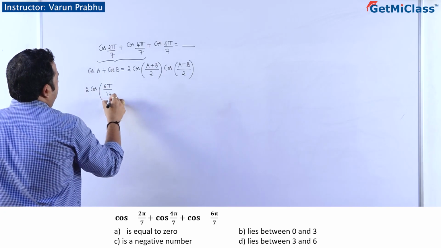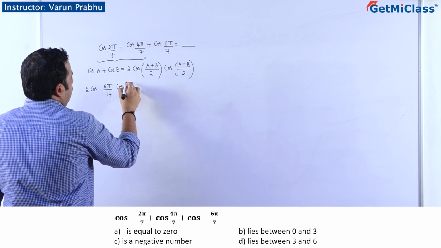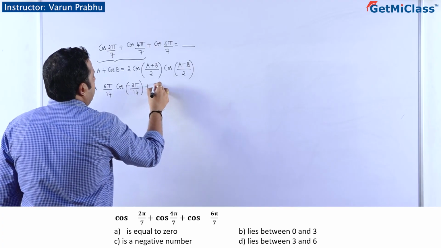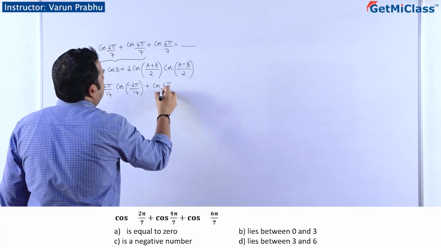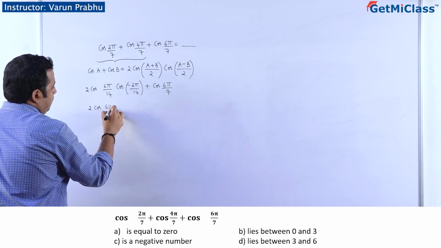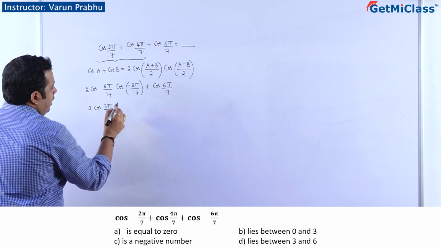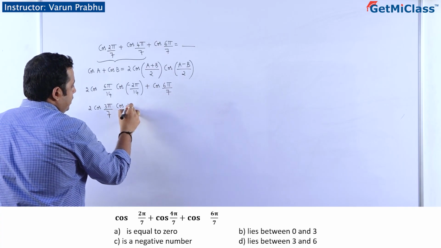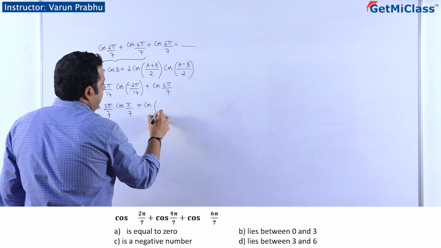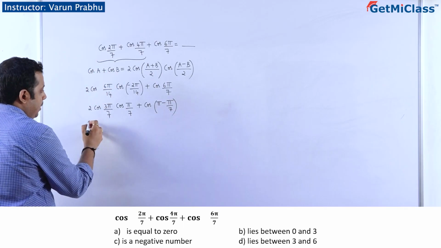So I can say 2 cos of (A plus B) divided by 2, which is nothing but 6 pi divided by 14: 2 cos 6 pi by 14 into cos of minus 2 pi divided by 14, plus cos of 6 pi divided by 7. Okay, 2 cos 6 pi by 14 can be written as 3 pi by 7, right? 3 pi by 7 into cos of minus theta is cos theta, so I can write cos pi by 7. Plus cos of, I can write this as pi minus pi divided by 7, which is nothing but cos of 6 pi by 7.